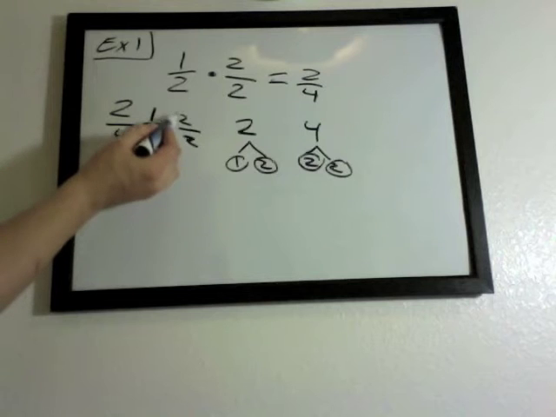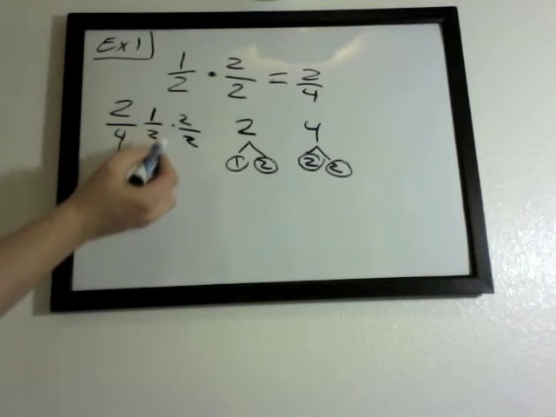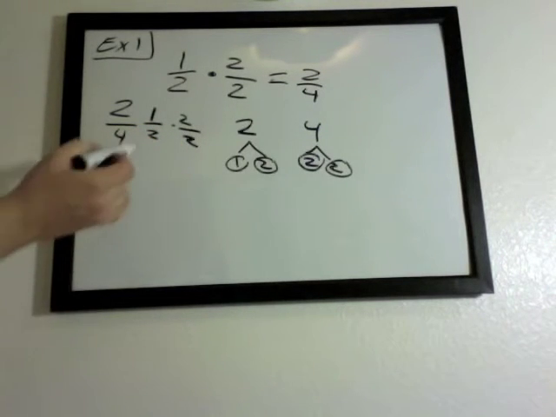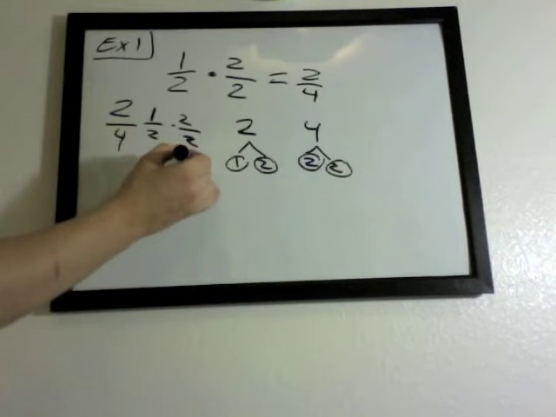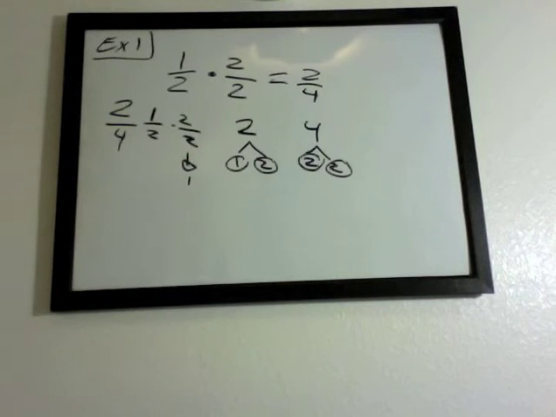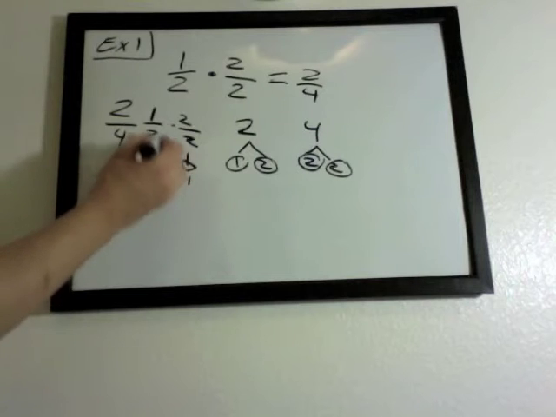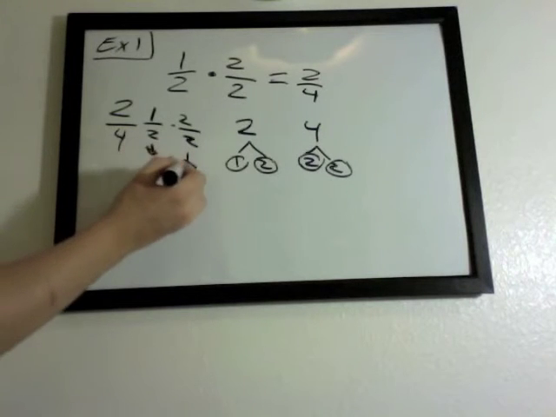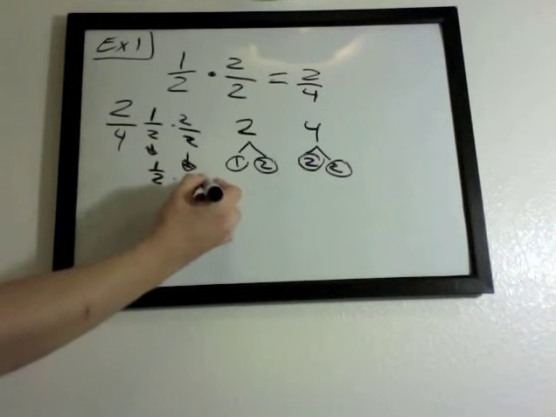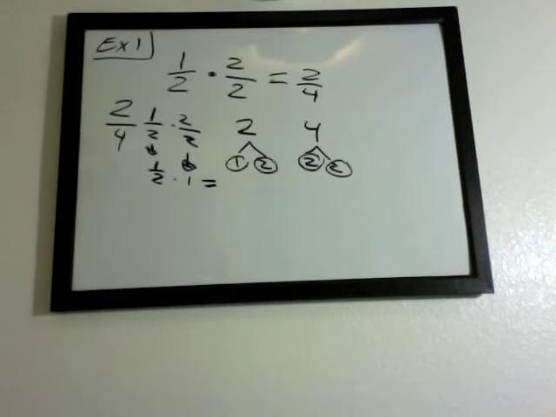This is the same thing as 1. 2 over 2 is 1. It's the same thing. So really, this just turns into 1. So we can just take this and drop it down. 1/2 times 1 is what? 1/2.